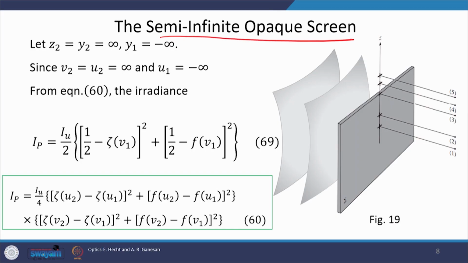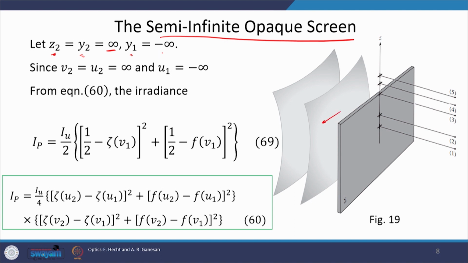Now, we will start a new topic wherein we will see the fringe pattern due to a semi-infinite opaque screen. In this particular case, the edges Z2 and Y2 are extended to infinity and Y1 is extended to minus infinity.